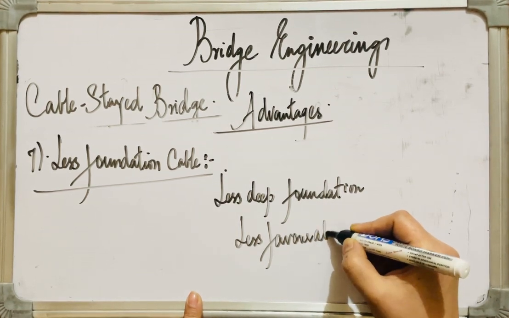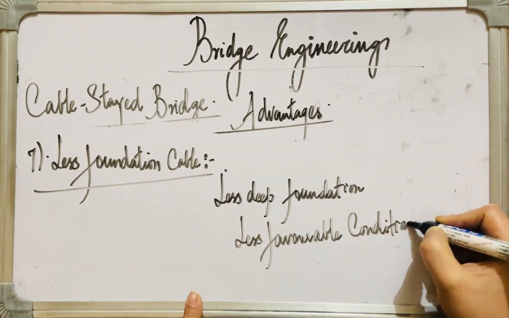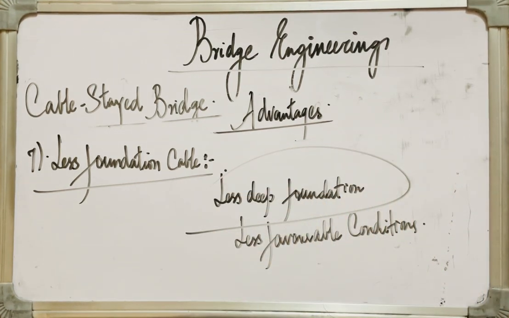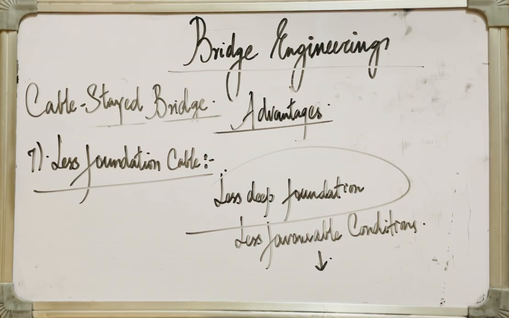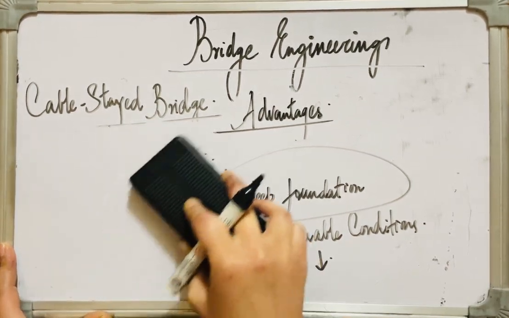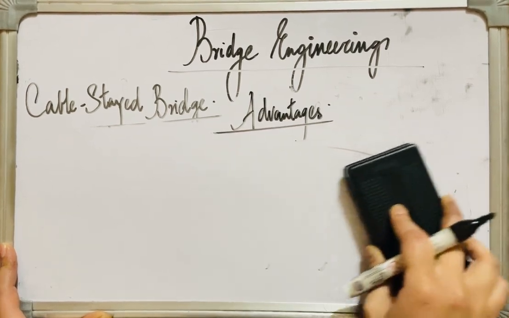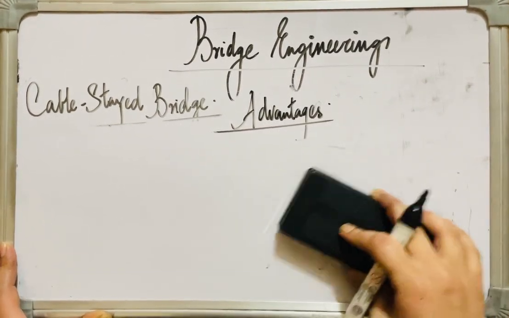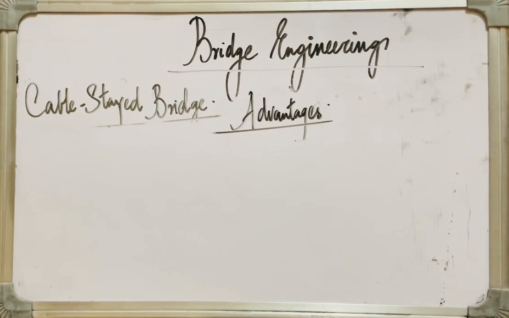All right. So in areas where there are not quite good or favorable soil conditions, they don't require extensive foundation systems. Unlike suspension bridge, they require comparatively less deep foundations. In those areas also where we don't have favorable soil conditions, that is one of their major advantages, that compared to suspension bridges, cable-stayed bridges typically require less deep foundations. Thus, they are suitable for areas with less favorable soil conditions. This was about the advantages.